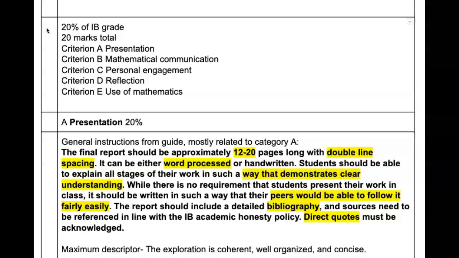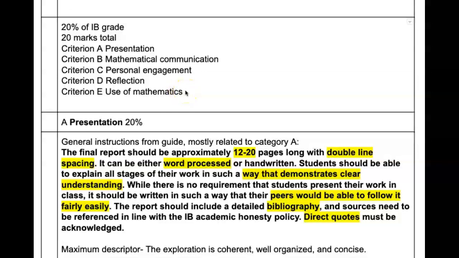Those are distributed between 5 criterion, A, B, C, D, E. You can see the names of the criterion here. Most of the criterion are worth 3 or 4 points. Use of mathematics, the principal criterion, is worth 6. So that's 30% of the grade, and the rest of it is the other 70%.